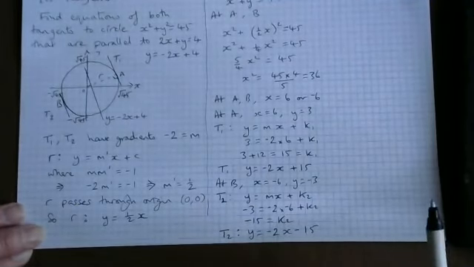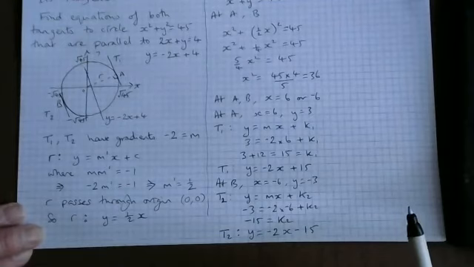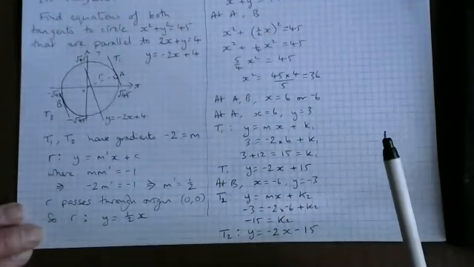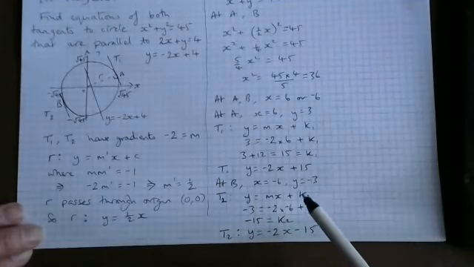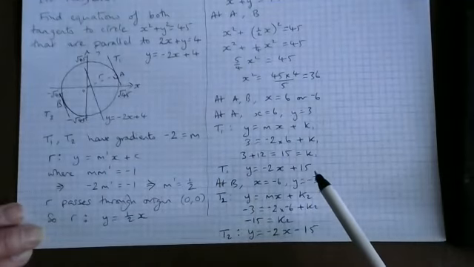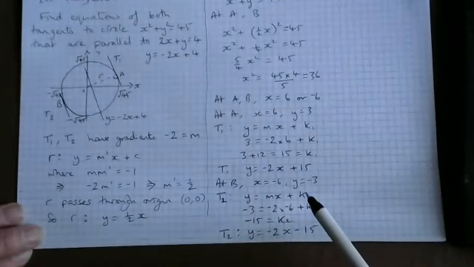So the question asked me to find the equations of both tangents to circle x squared plus y squared equals 45 that are parallel to 2x plus y equals 4. Those are my two solutions. I think I'm going to give myself full marks.